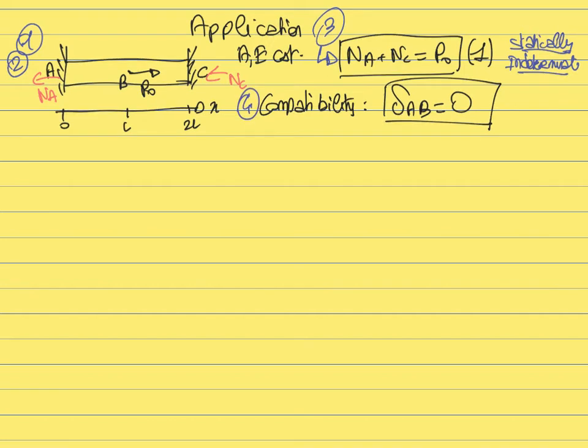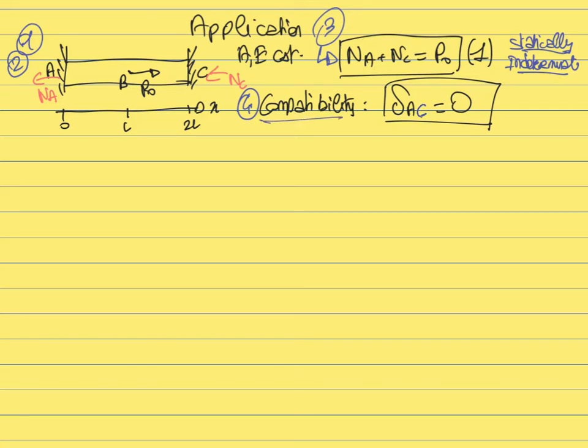In this case, the geometrical condition that has to be fulfilled is that because the beam is attached at both of its extremities, at point A and point B, then its length cannot change, which means that the elongation between A and C, sorry, this is the elongation between A and C, not the elongation between A and B, has to be equal to 0. So then this is the equation of compatibility.